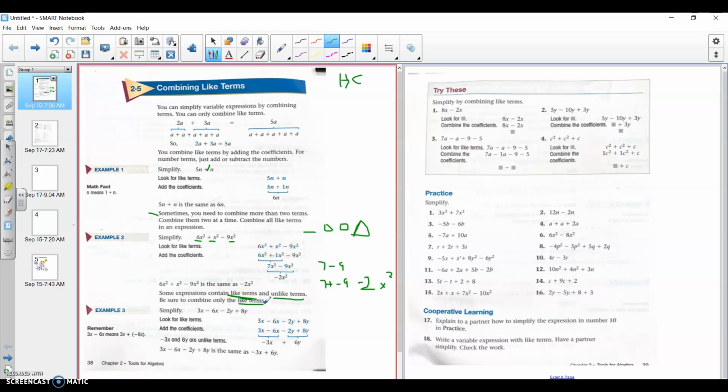2 Snickers plus 3 Snickers. You can't do 2 Snickers plus 3 Milky Ways. It doesn't work. All right, simplifying example number 3, and I'm going to use my underline, triangle, circle, and square method up here. I'll show you again how that's going to work.